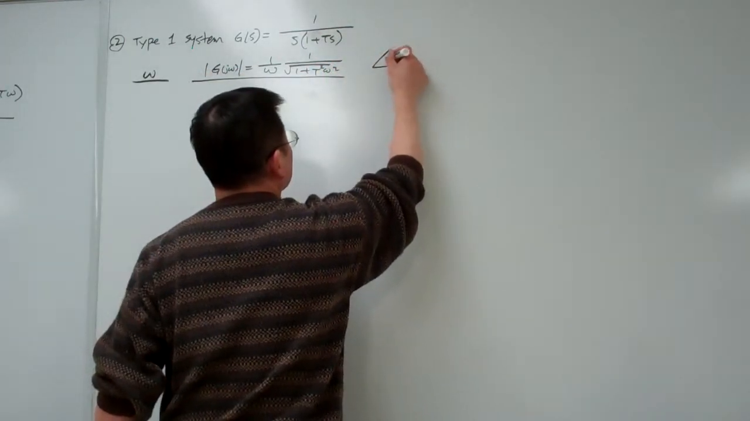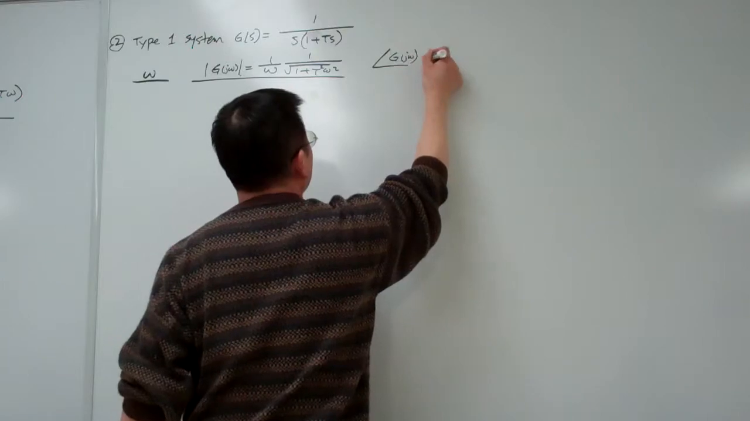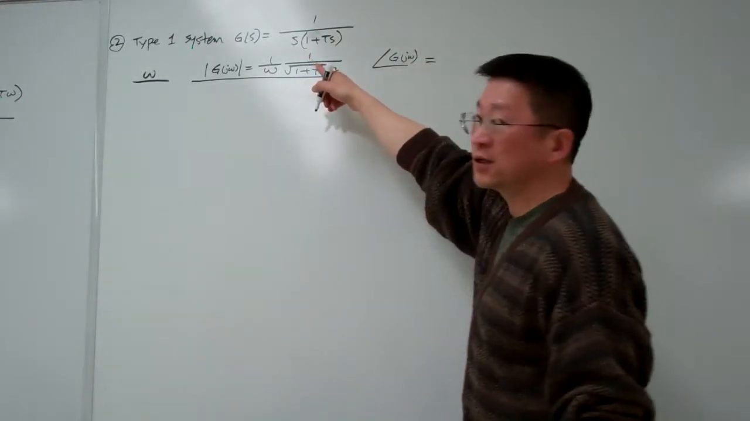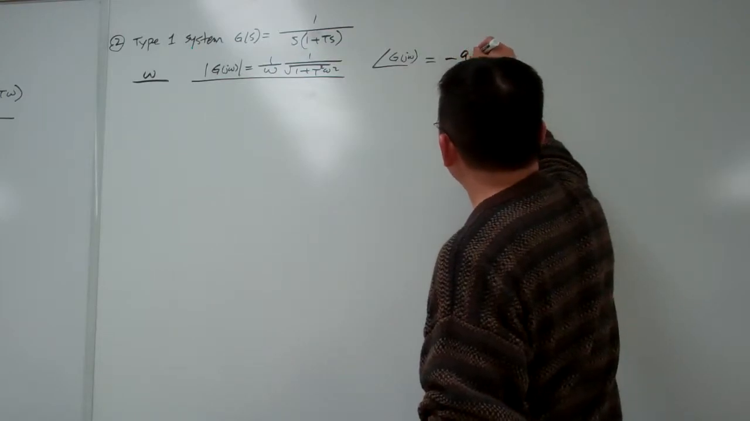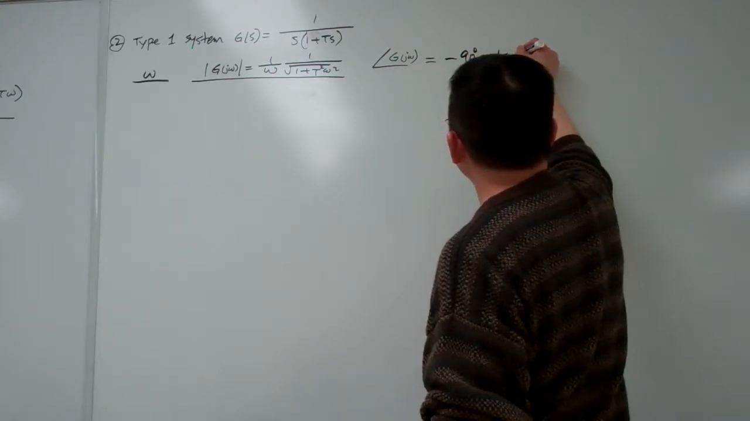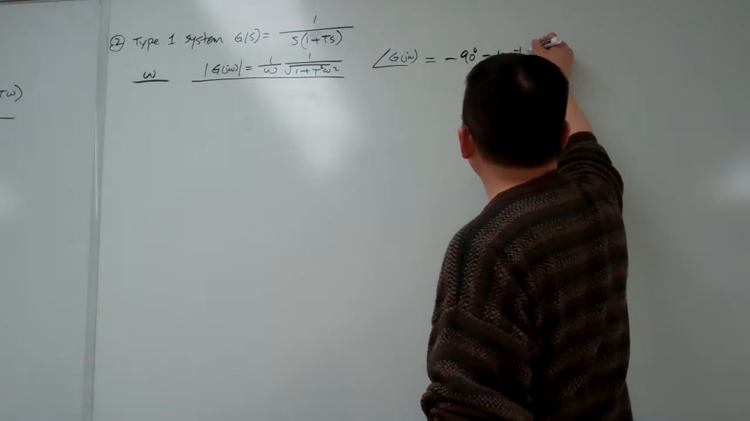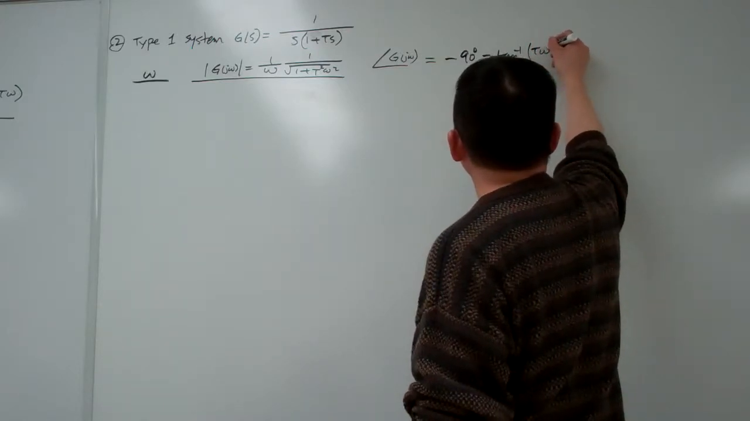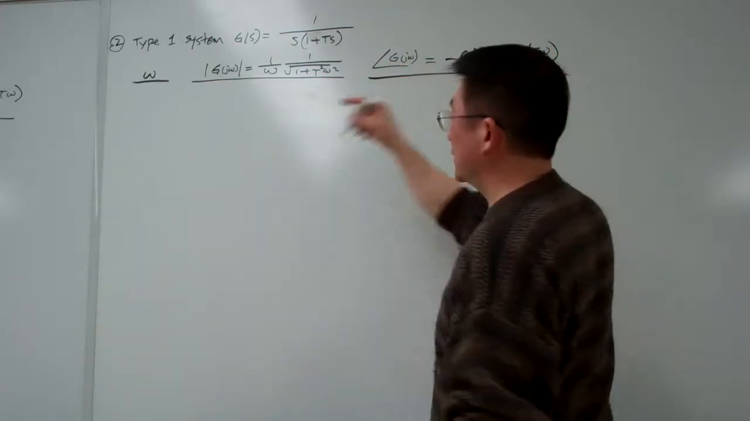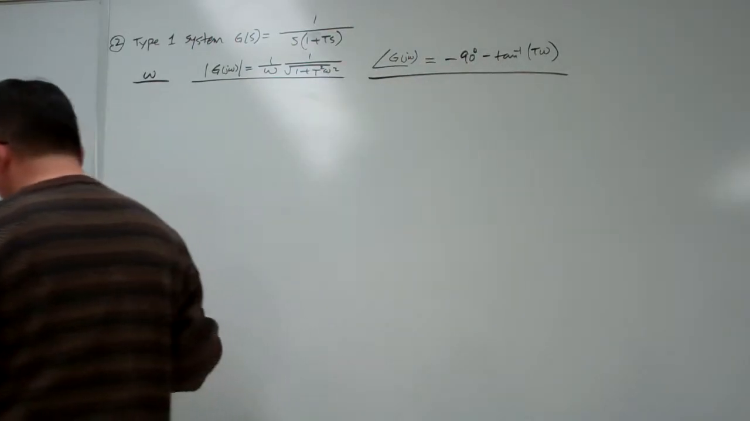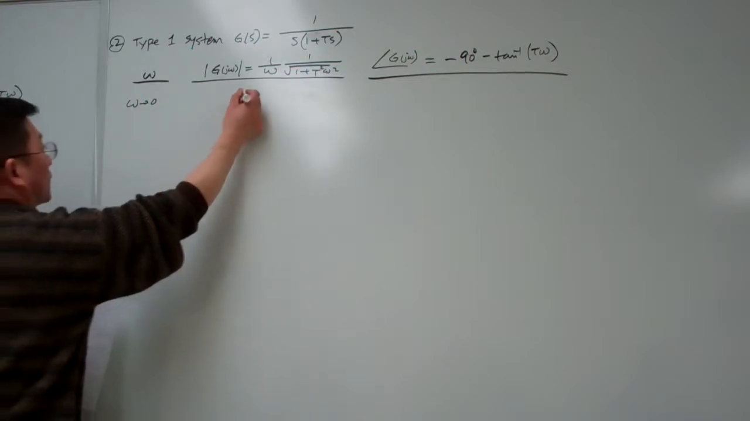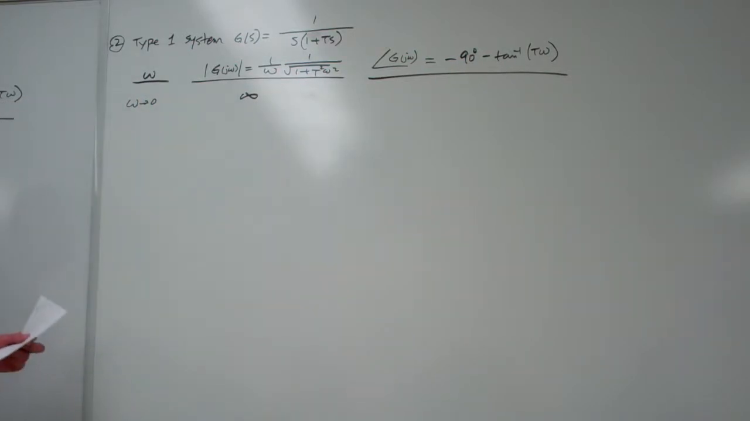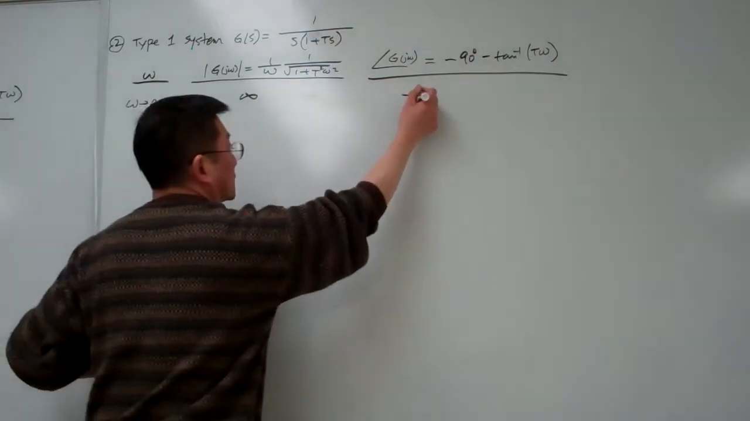And then the angle will be equal to, due to the introduction of the additional pole, minus 90 degrees and minus arctangent T omega. So the additional minus 90 is added to this one. Okay, so here we can do this quickly. When omega approaches 0, the magnitude basically approaches infinity, and the angle is minus 90 degrees.